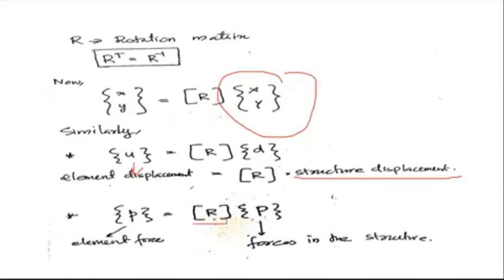Similarly, R into P, where P is a force in the structure, can be written like this. When you multiply, you will get small p, which is called the element force. So element displacement is equal to the rotation matrix into the structure displacement. Element force is equal to the rotation matrix into P, the force in the structure. We'll use these equations later on.